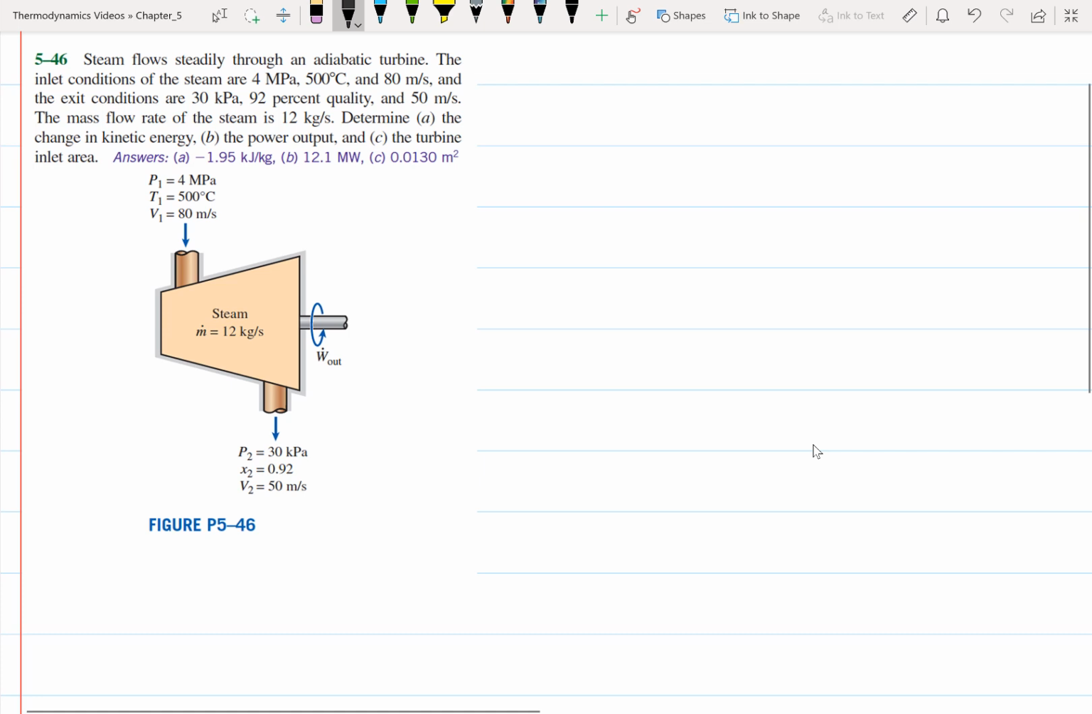So this is for a turbine, and it says that steam flows steadily through an adiabatic turbine, and it gives us the inlet conditions, or some of the inlet conditions, some of the exit conditions, the mass flow rate, and it wants us to calculate the change in kinetic energy, power output, and the turbine inlet area.